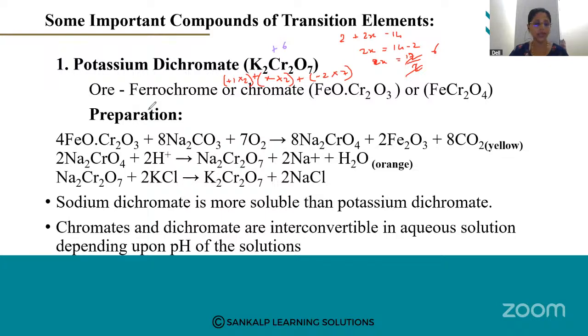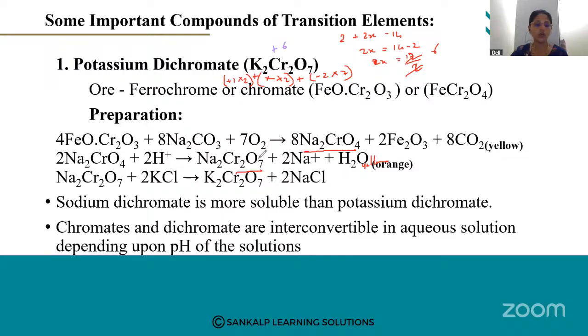For the preparation of potassium dichromate, there are steps. Potassium dichromate is not directly prepared from the chromite ore. First, sodium chromate is prepared. Finely powdered chromite ore is mixed with soda ash and quicklime. The mixture is roasted in a reverberatory furnace. You obtain a yellow or orange mass, which is nothing but sodium dichromate. First you get sodium chromate and then you get sodium dichromate.